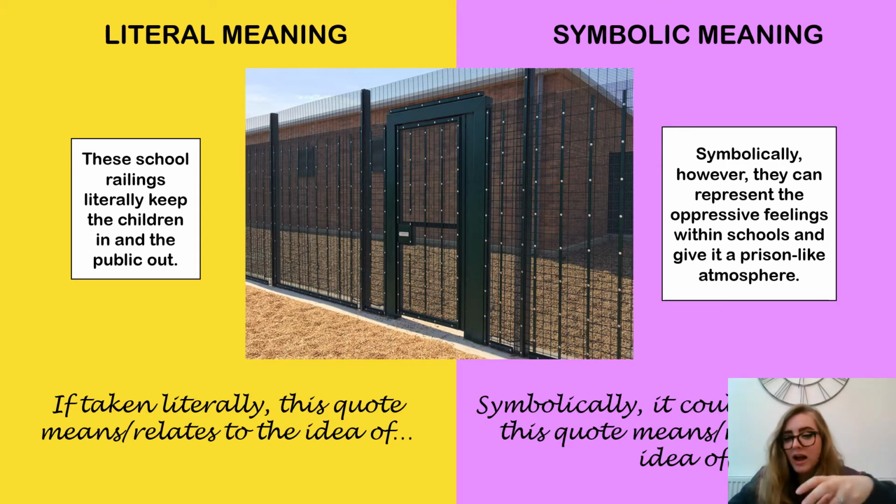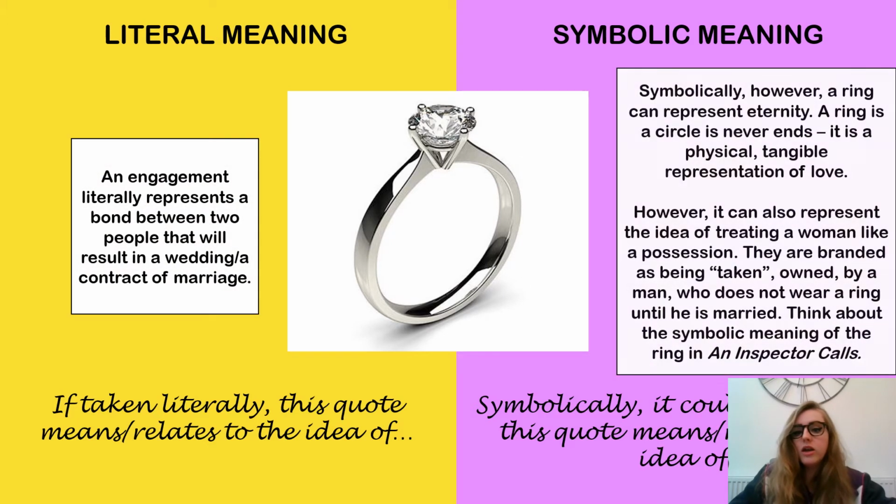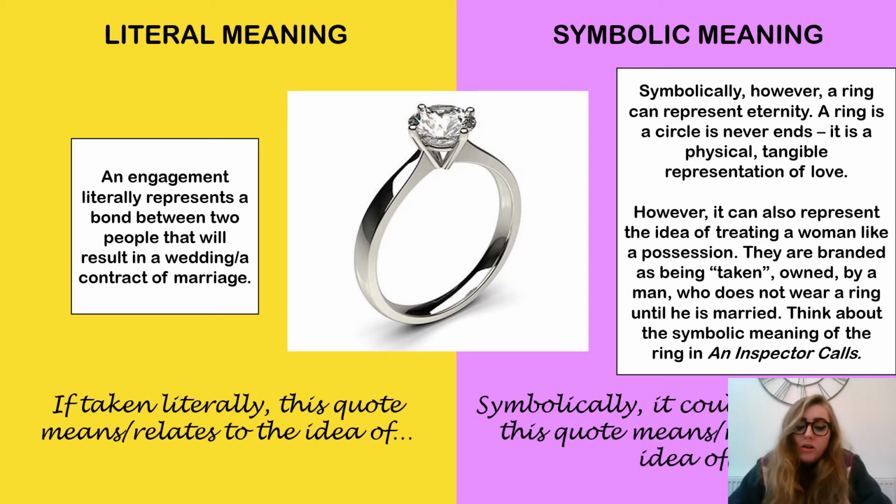We don't have to read into it as this, because the literal true meaning is that these railings are just designed to keep the children in, the public out. Symbolically is where we come up with these clever interpretations. In Inspector Calls, for example, there's the use of the engagement ring, and literally it just represents that two people are going to have a contract of marriage. But symbolically, a ring forms a circle. It's meant to be this representation of eternal love, but it also might show that the woman has almost been taken or owned by the man, who doesn't wear a wedding ring until they're married. Just a bit of a gender debate there for you as well.